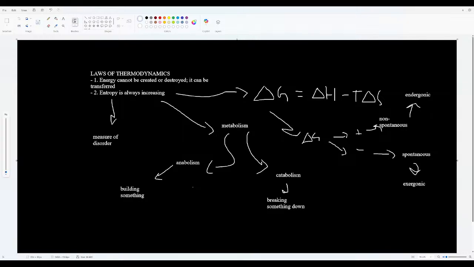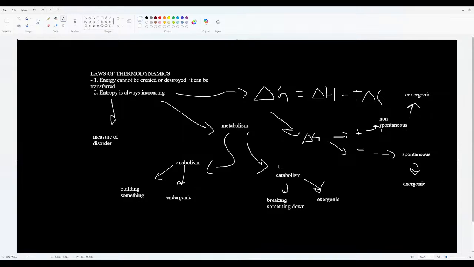So something that's catabolic is going to be exergonic, and something that's anabolic is going to be endergonic. Meaning that we have to put energy into a reaction that's anabolic, and we get energy out of a reaction that is exergonic. Right? I hope that makes sense. So what does that mean?